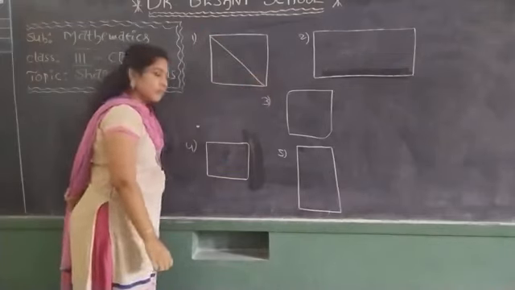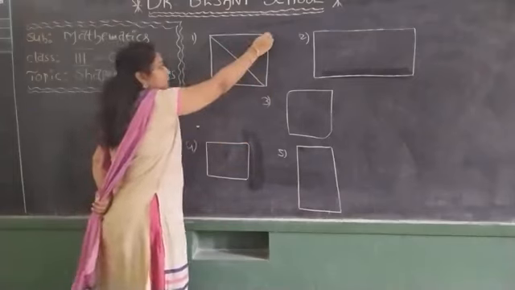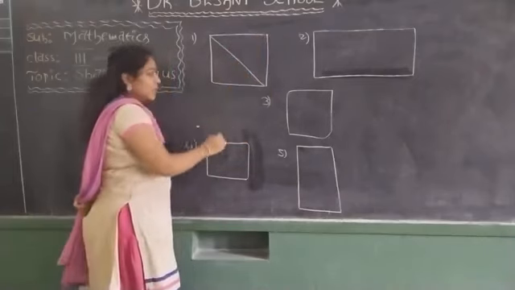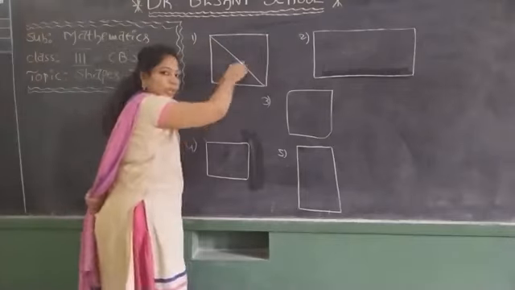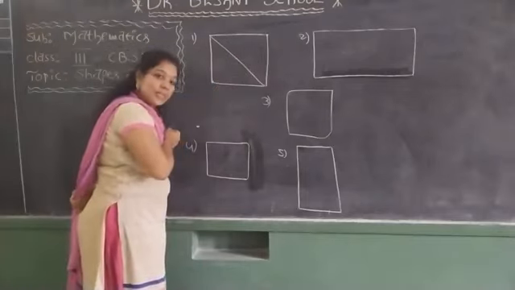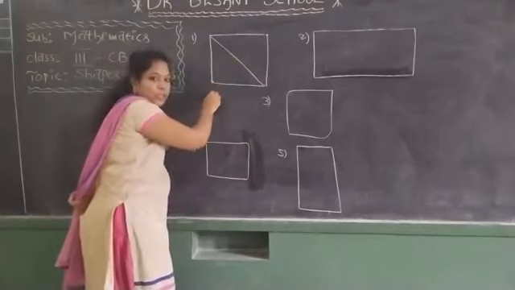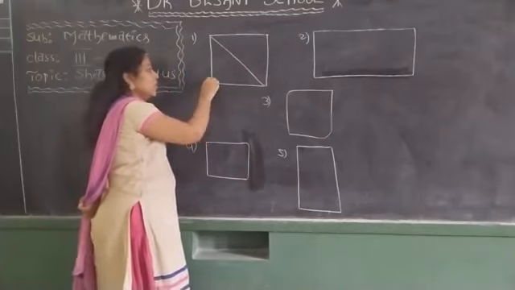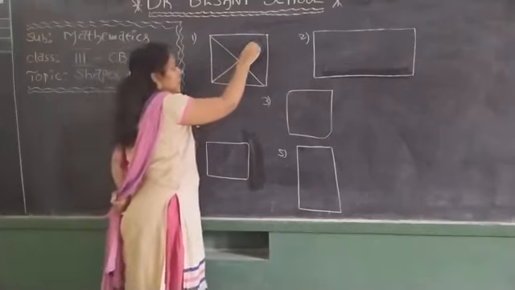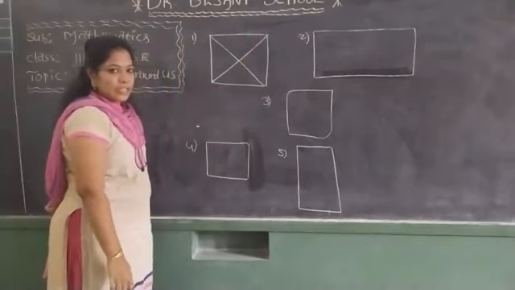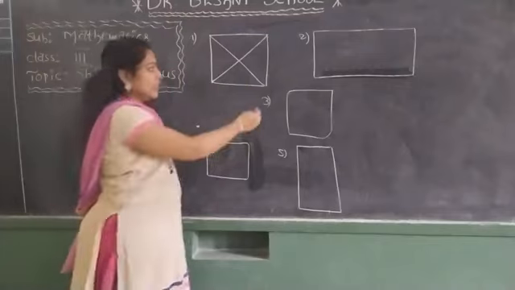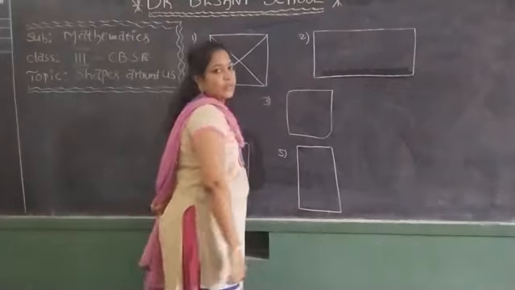Okay, children? Next. Here, this is one vertex and this is another vertex. These two are the opposite vertices or not? Yes, these two are the opposite vertices. Now, we can draw the other diagonal like this. Children, understood how to draw the diagonals? Good. Next, coming to the second one.